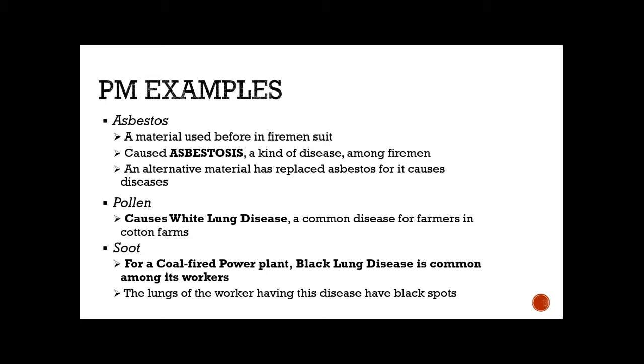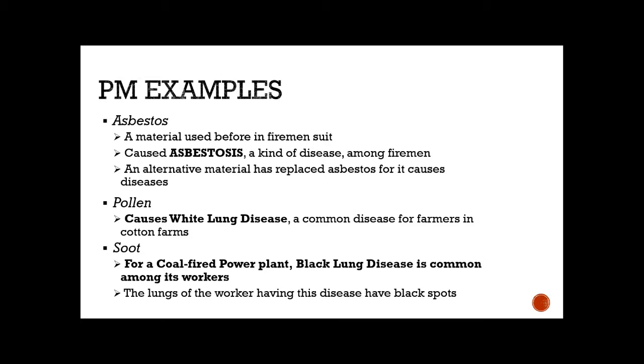And therefore, for this reason, since asbestos is a good insulator, they have replaced it with another material which would not cause this disease anymore. Also, since we have discussed that one example of particulate matter would be pollen from primarily agricultural waste, they have also found out that there's a kind of disease that is common among farmers in cotton farms. Now, they call this disease white lung disease.